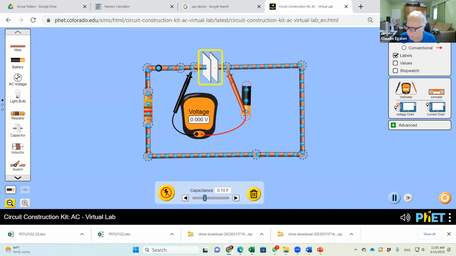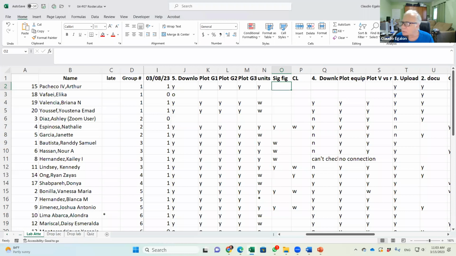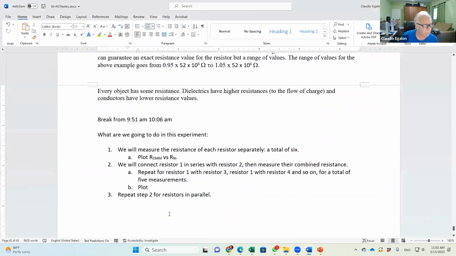Any questions before we go to our break? We're going to play a little bit more with this simulator when we are back, including resistors in parallel.